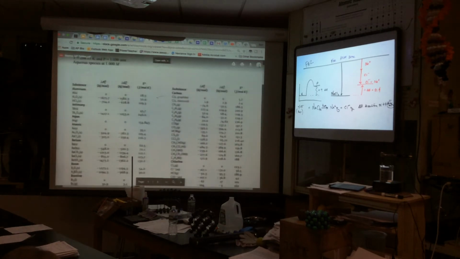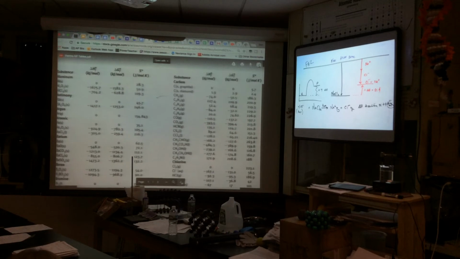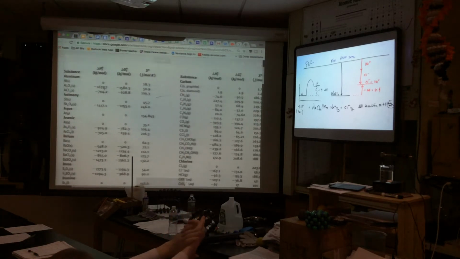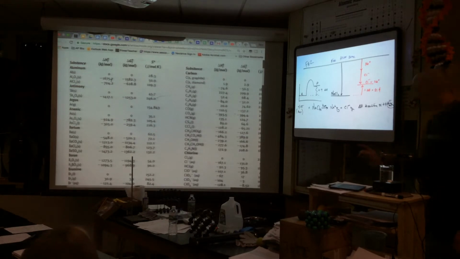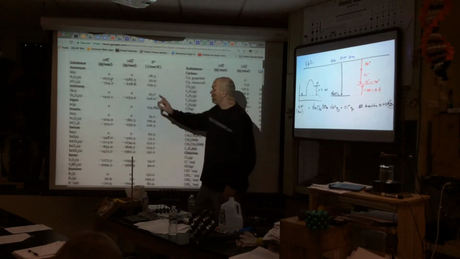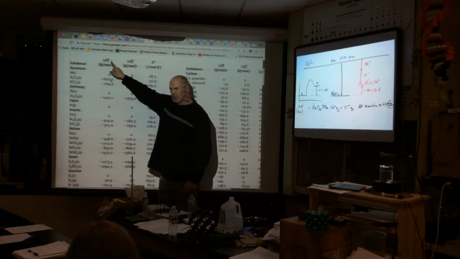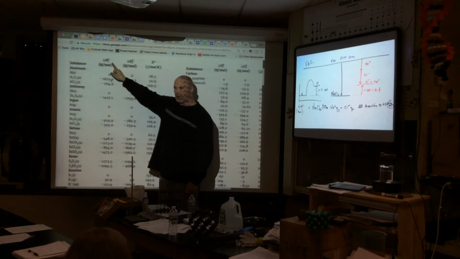Now, as I said yesterday, hard to find. These are my delta H's of formation. Now, very important, party people. These little zeros mean that we're at certain conditions: 1 atmosphere of pressure and 25 degrees Celsius. Those are standard thermodynamic quantities.